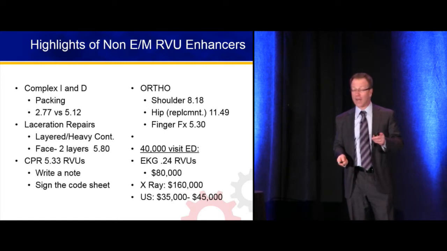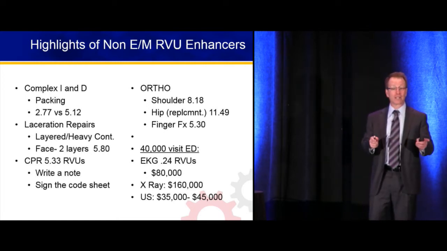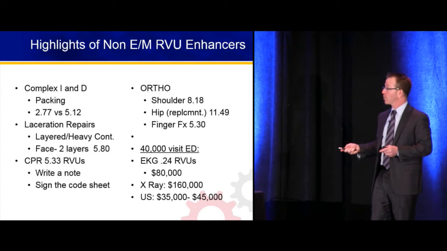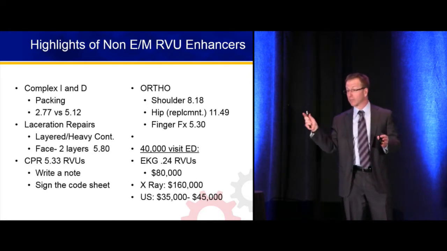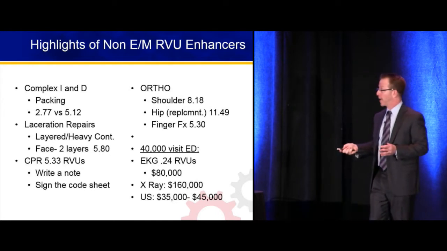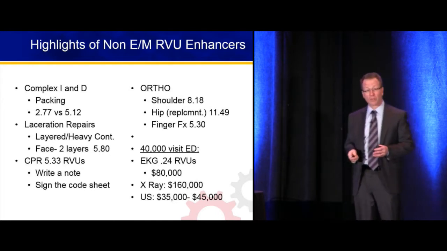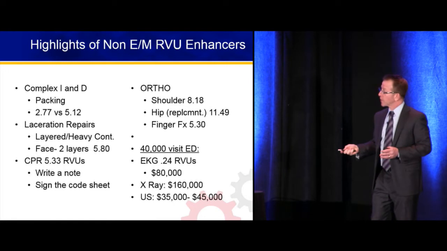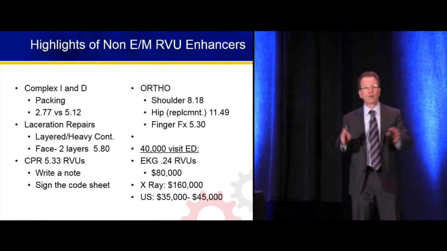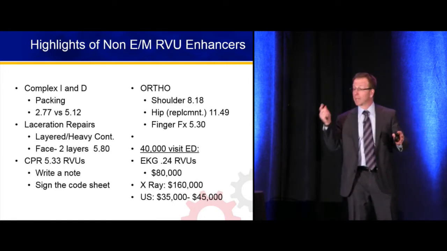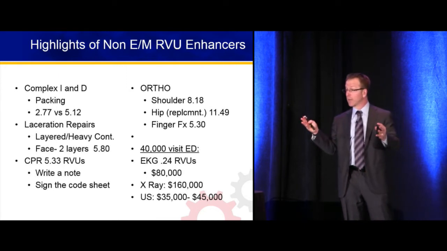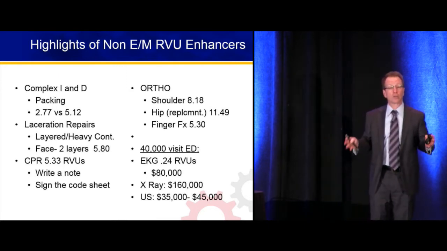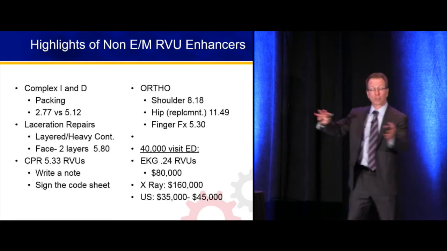Going back to that 99285 at 4.90 RVUs. So if you pick gravel out of the wound, let's make it obvious, state that it's an intermediate repair, and make sure that the coders capture it. CPR, 5.33 RVUs. The issue with CPR is just to make sure whatever your billing and coding process is, that piece of paper, which is often the case still, even in a highly integrated EMR world, make sure that the CPR code sheet gets into the medical record that's exported to your coders.